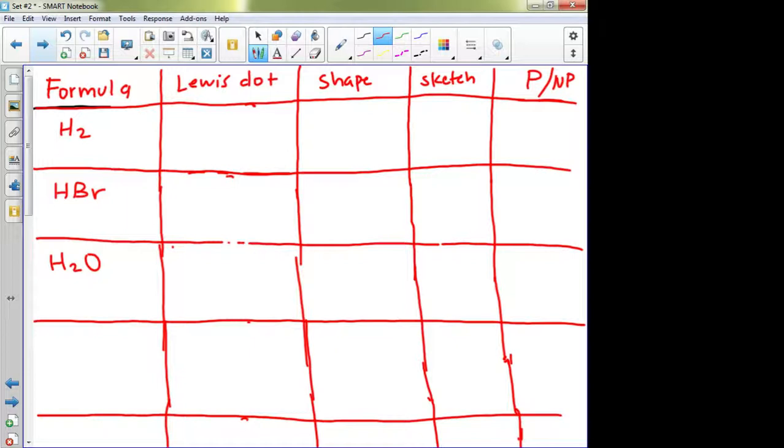So, H2. How many valence electrons are in hydrogen? 1. I've got 2 of them. 1 times 2 is 2. 2 divided by 2 is 1. So how am I going to draw H2? H going to H. Why do I not have any valence electrons there? Because hydrogen can only have 2 valence electrons, so that gives them both 2.